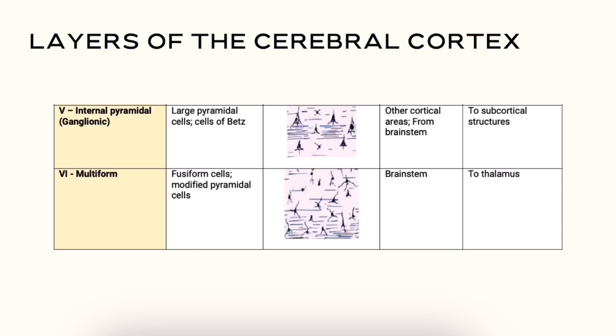And finally we have our multiform layer, which has fusiform cells and modified pyramidal cells. They receive from the brainstem and bring it to the thalamus. They have irregular fusiform cells, and this is the deepest layer of the cortex, giving rise to projection, commissural, and association fibers. This multiform layer is the major source of corticothalamic fibers. So again, in general, we have the molecular layer, external granular layer, external pyramidal layer, internal granular layer, internal pyramidal or ganglionic layer, and multiform layer.